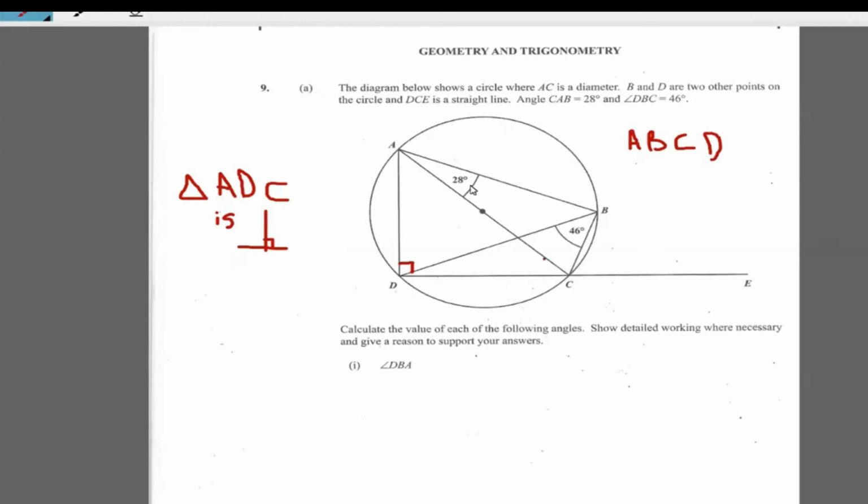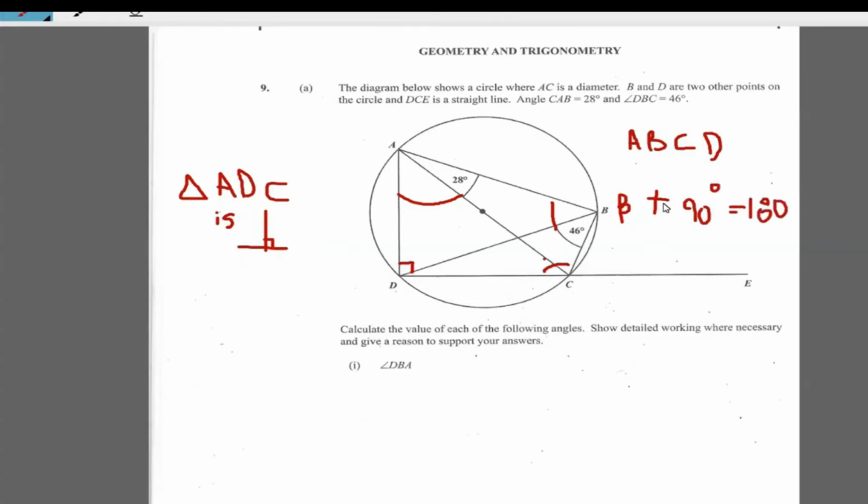Now, if it's a cyclic quadrilateral, then we know that the angle at A plus angle at B plus angle at C plus angle at D is equal to 360. And we also know that the angle at A plus angle at C is 180. Because it's a cyclic quad, the angle at B plus the angle at D, which is 90, is going to be equal to 180.